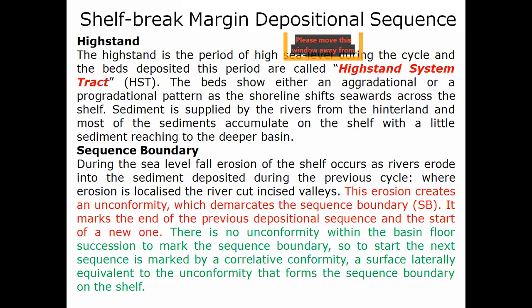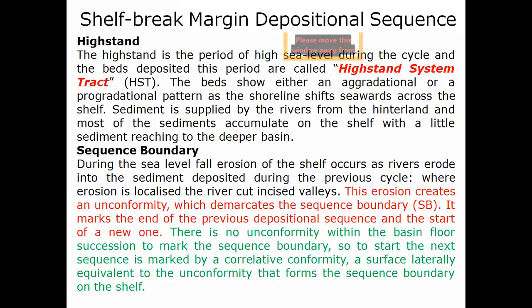It marks the end of the previous depositional sequence and the start of a new one. So this is indicative that unconformity surface relates with the end of one cycle and the starting of another cycle. So there is no unconformity within the basin floor succession. That means deeper part of the basin, continuous sediment supply is there, but with very low rate. So there is no unconformity within the basin floor succession to mark the sequence boundary.